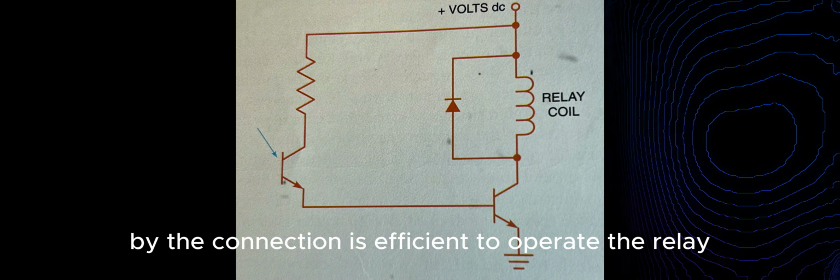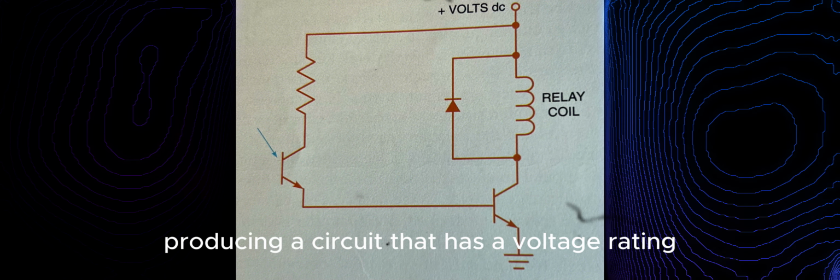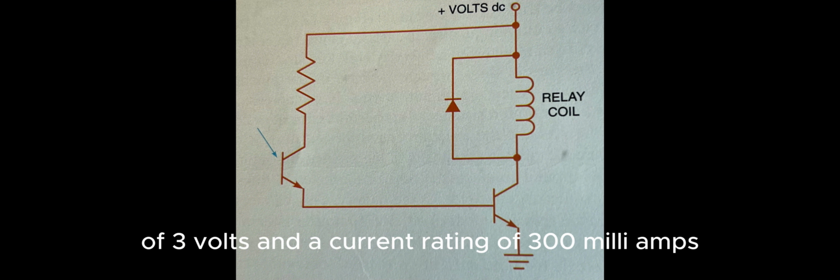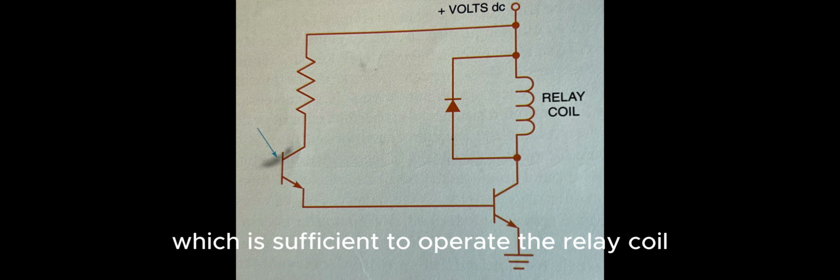The voltage produced by the connection is sufficient to operate the relay, but the current capacity is not. Therefore, 6 more solar cells must be connected in series. This connection is then connected in parallel to the first connection, producing a circuit that has a voltage rating of 3 volts and a current rating of 300 milliamps, which is sufficient to operate the relay coil.